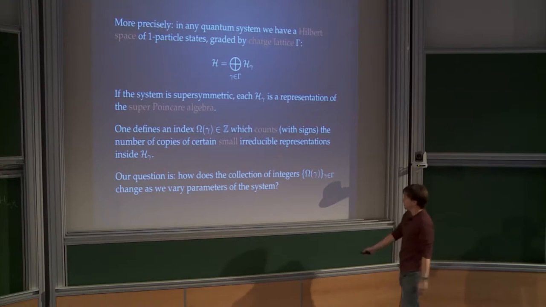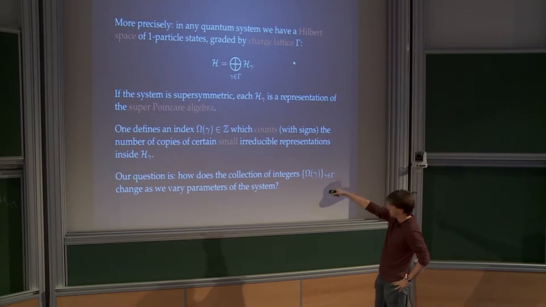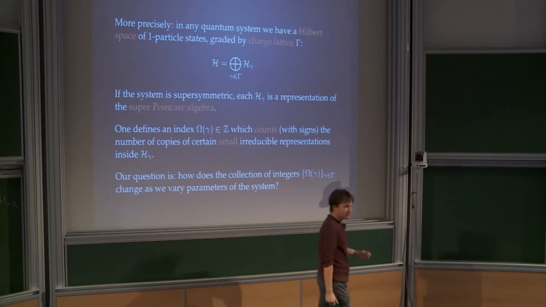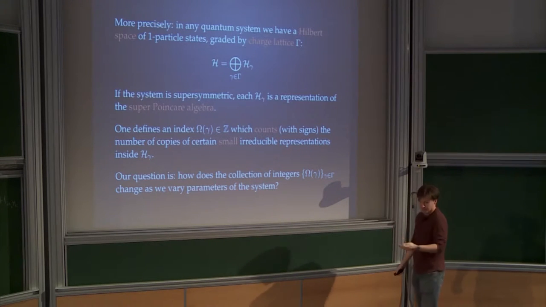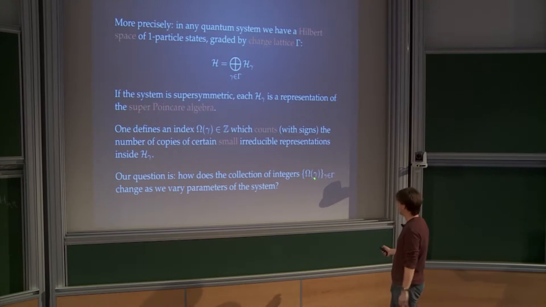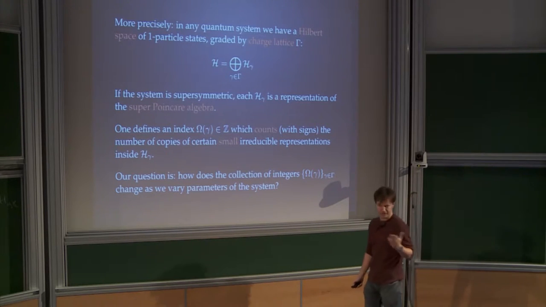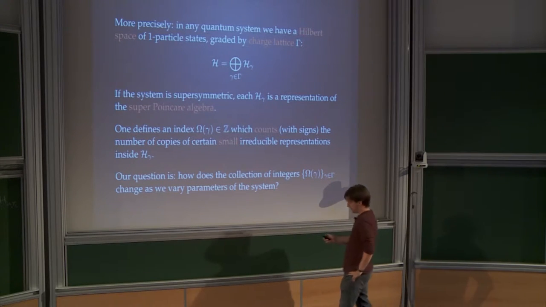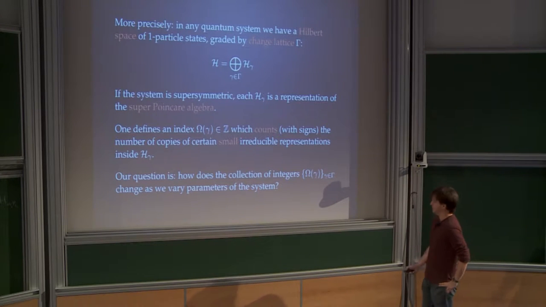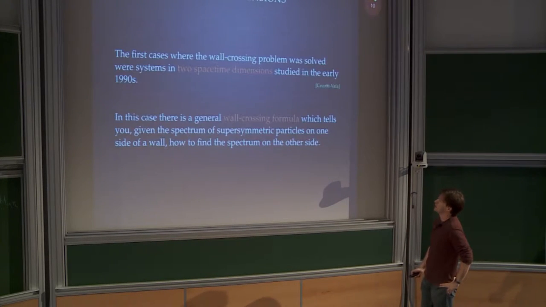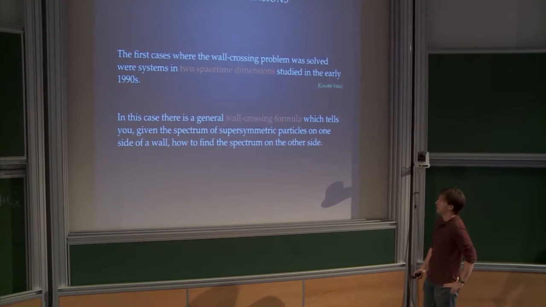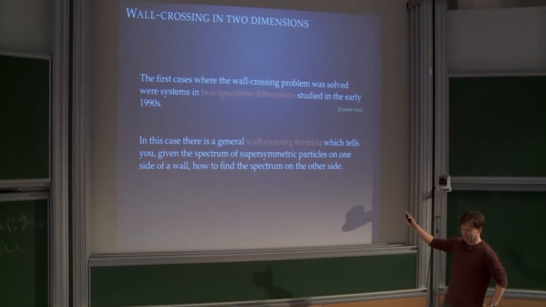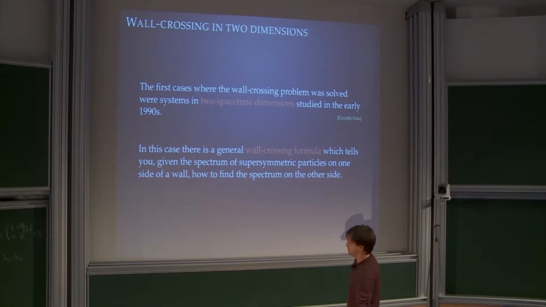So then we can formulate a question. All the particles which sit in these small representations have the property of being absolutely stable. And now you can ask, suppose I vary the parameters of my supersymmetric system, how does this collection of integers change? That's the kind of problem that arises in physics that we would like to be able to solve. What exactly stability means in mathematical language, I think maybe you won't be satisfied until I show you the actual mathematical example. So I'll come on to that.